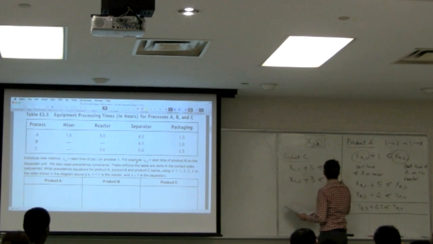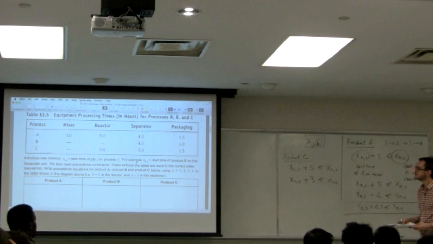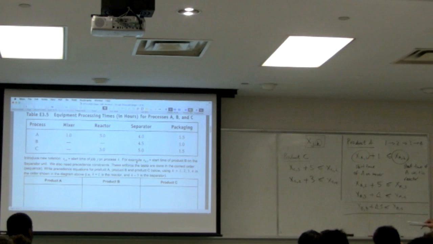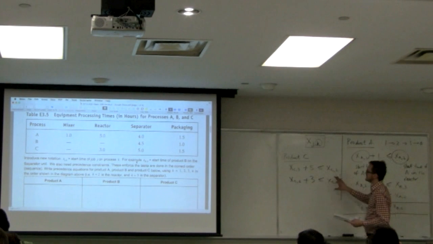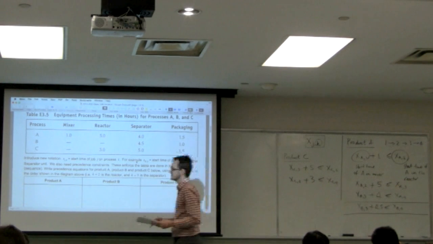Where are the lists of 1? Where are the lists of? Sorry. I asked where the list of the orders were. Okay, yeah. Okay, so 1, 2, 3, 4, 5, 6 constraints for this particular set of products being produced on this reactor.